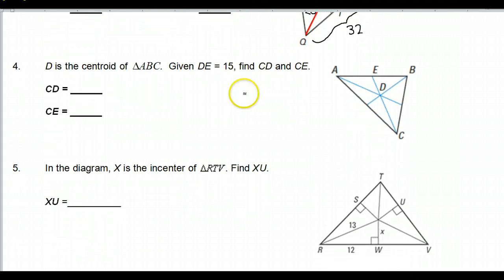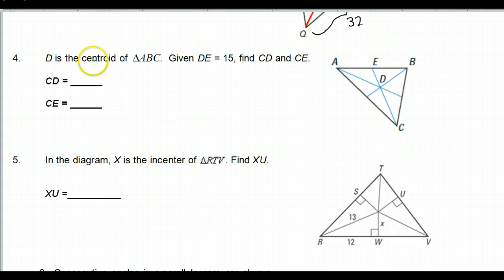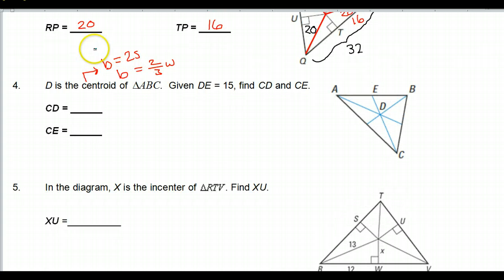Okay, moving on. Look at number 4. Centroid. Centroid is the one where it's all about the thirds. And it's made up of medians, these are all medians, and they're going to be divided up into a big part and a small part, where the big part is always twice as big as the small part, and the big part is 2/3 of the whole thing, and the small part is 1/3 of the whole thing.